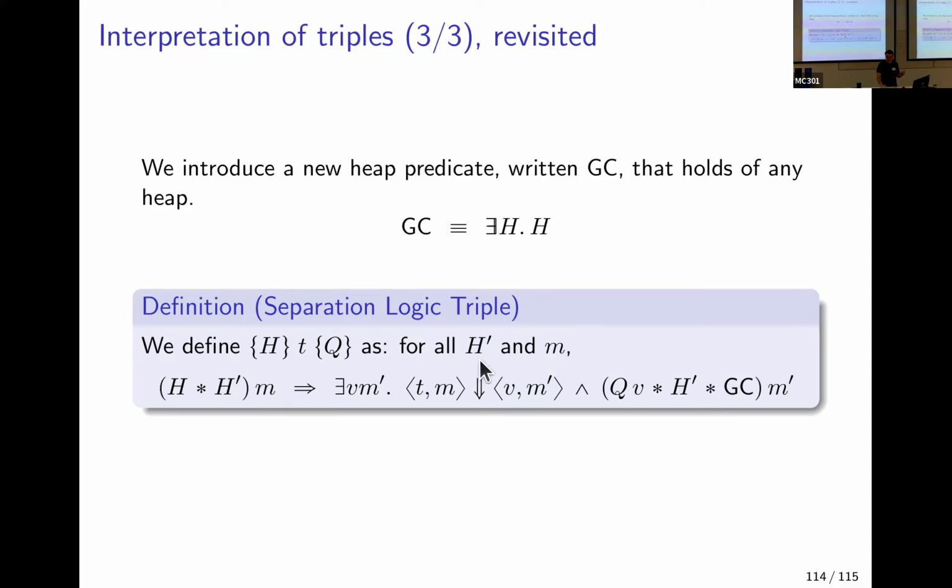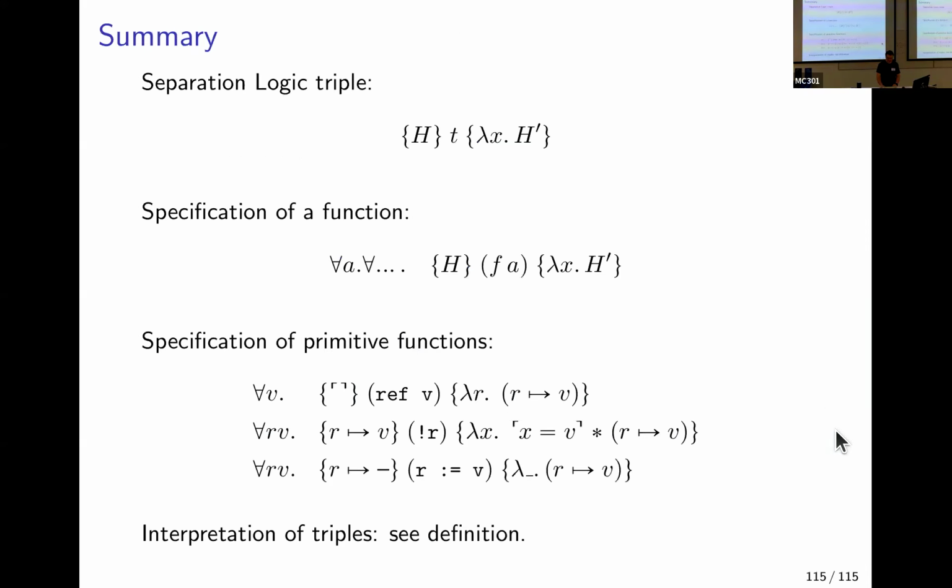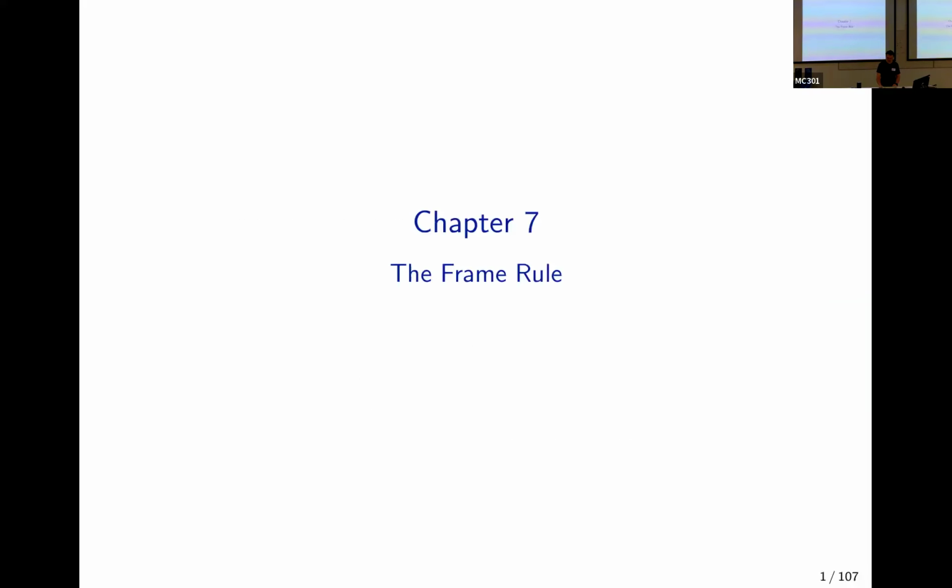H T Q holds if for every H prime and M, where H prime is the framed part, if M satisfies H star H prime, then there exists a value V and so on, such that Q of V star H prime, unchanged, and some GC, and this is talking about M prime. All right. Summary: I went fast, so it's okay.